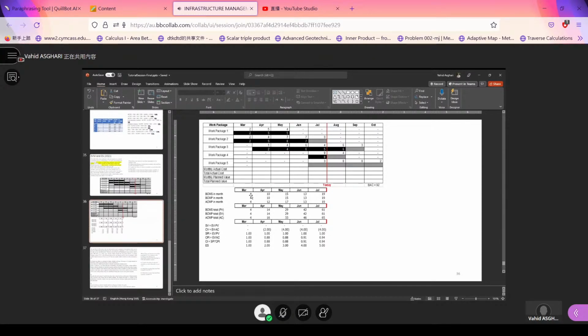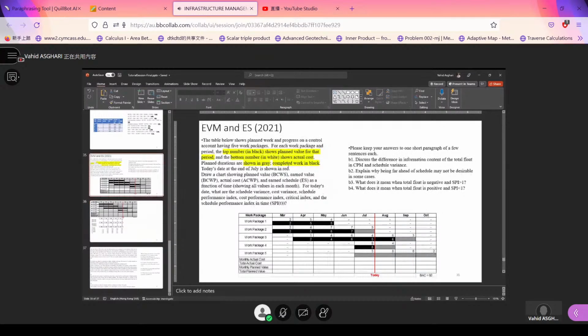2 plus 2 equals 4. 5 plus 5 equals 10. And like 5 plus... let's see the 12, actual cost for work performed in month April is 12. It is basically 5 plus 5 plus 2. That's it. Like let's say completed work in black.